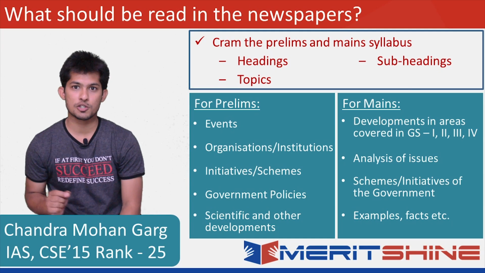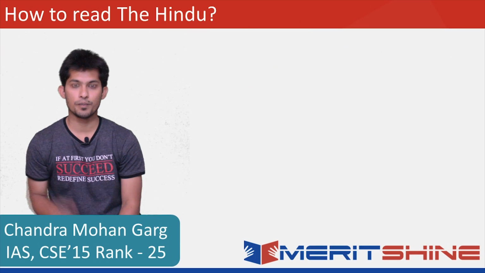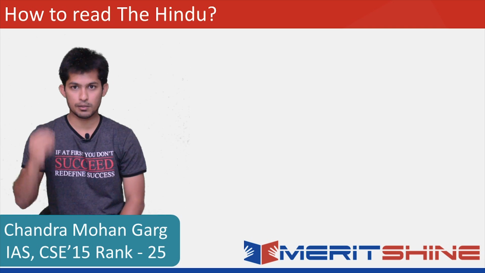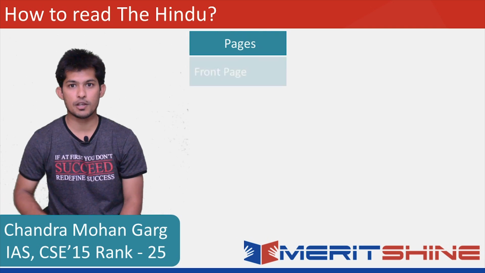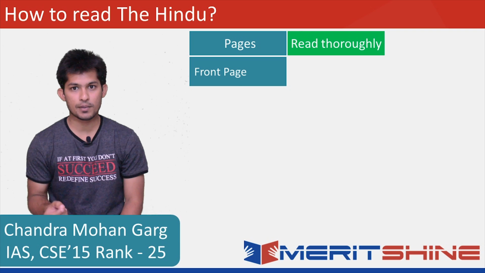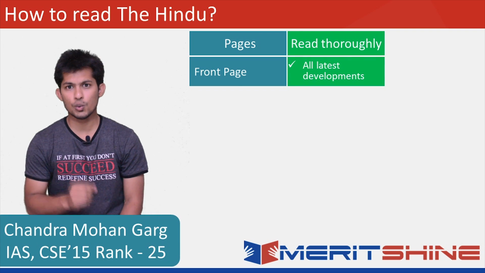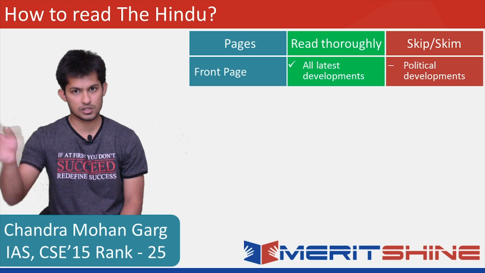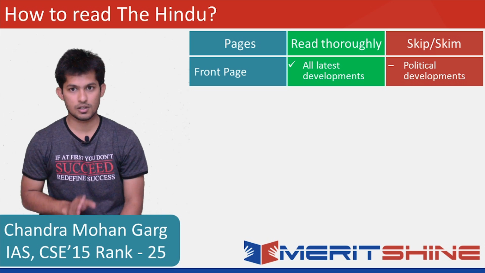Moving on to the next question, how to read Hindu. For this, I have simply tried to categorize the pages and tell about this. First is front page. It has all the latest developments, so you have to read it. You can skim through the political or any unwanted development news that are there on the front page.